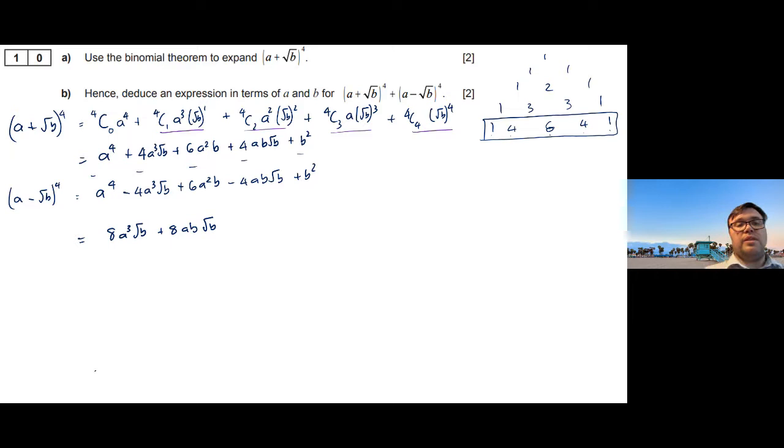And then it would help if you read the question back over. It's not actually taken away, I do apologize. It is plus. So if we just add them now, a to the 4 plus a to the 4 is 2a to the 4. These then would cancel. Plus 12a squared b. And then it's going to be plus 2b squared, because these would cancel as well. Which would then give you the correct answer.